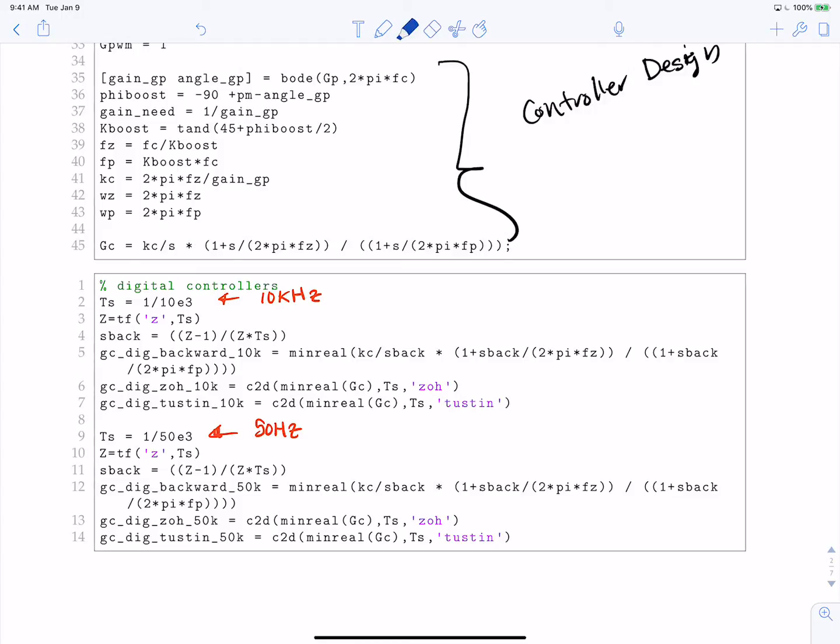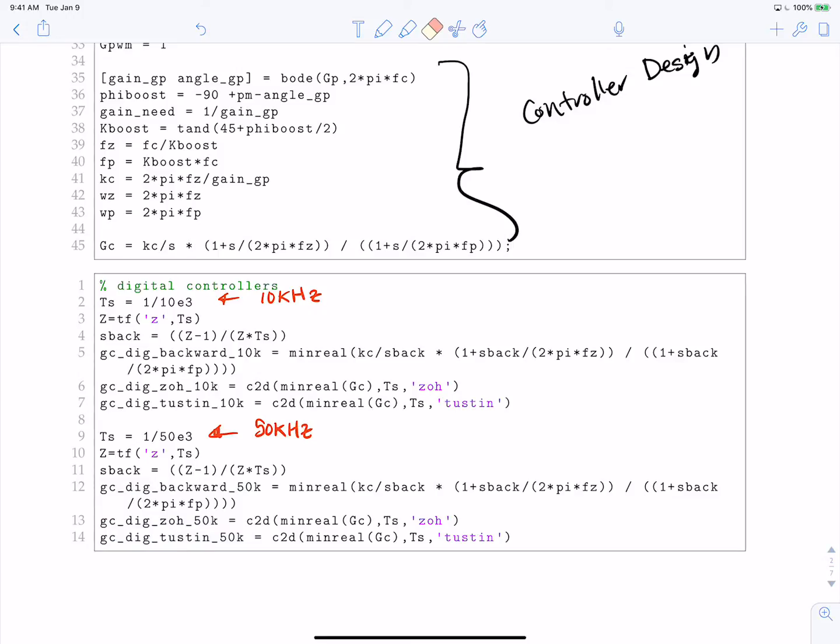And similarly for the other frequency, 50 kilohertz, it looks like I wrote hertz here, this should be kilohertz. We're going to do the same thing. So you're going to get a Tustin, a zero order hold. Here's your Tustin, here's your zero order hold, and here's your backwards Euler. And we're going to take a look at the response of all those.